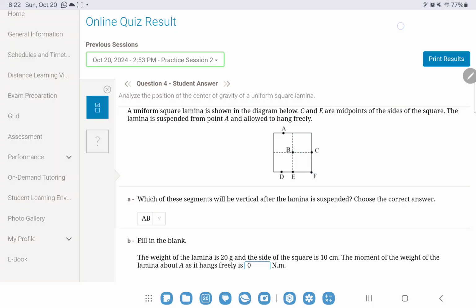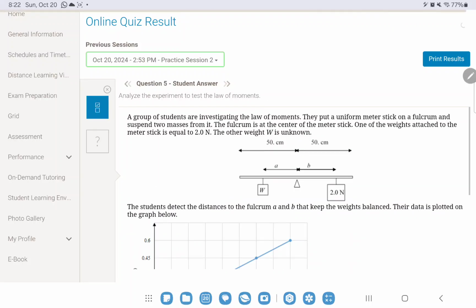Wait, let me redraw that. So it acts downwards, the weight of the lamina, or weight in general acts downwards. It's downwards to A, so it's gonna pass through A and B and F. Since it's passing through A, and we know that our fulcrum is A, it's passing through our fulcrum, so the moment of the weight is gonna be 0, because anything passing through the fulcrum is 0. Now let's go to the next question.